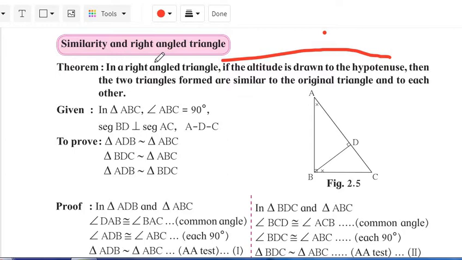See, the words right angle triangle come in the theorem, and therefore we have to draw one right angle triangle, that is triangle ABC, a right angle triangle. Your given is triangle ABC is a right angle triangle, or write it this way: in triangle ABC, angle ABC is 90, or angle B is 90. That is all right. Okay, then what is drawn?